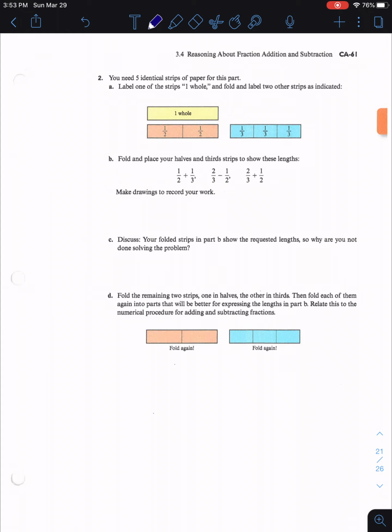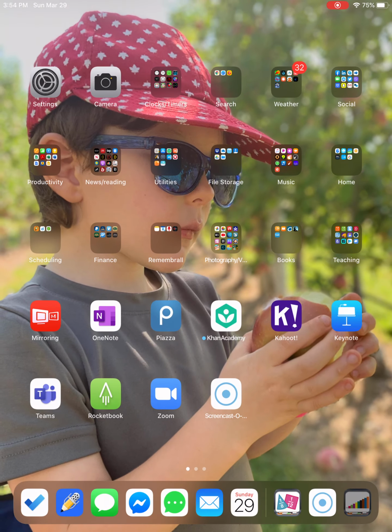All right, now let's take a look at this problem. So if we have a number of strips, and let's say one whole, we can split it up into halves, or we can split it up into thirds. And what we need to do is figure out how we can calculate the values here: 1/2 plus a third, 2/3 minus a half, and 2/3 plus a half. So let's see if we can do that on our Cuisenaire rods.